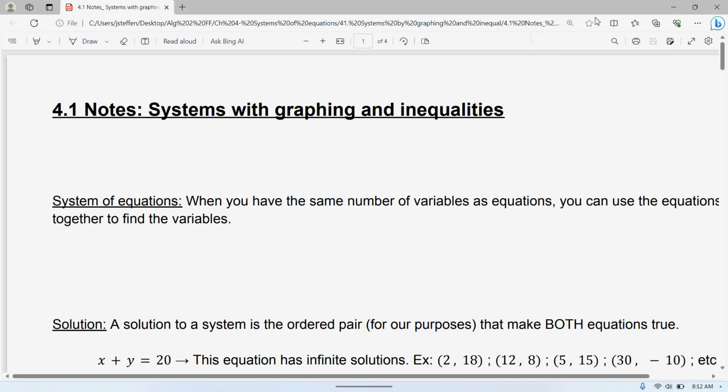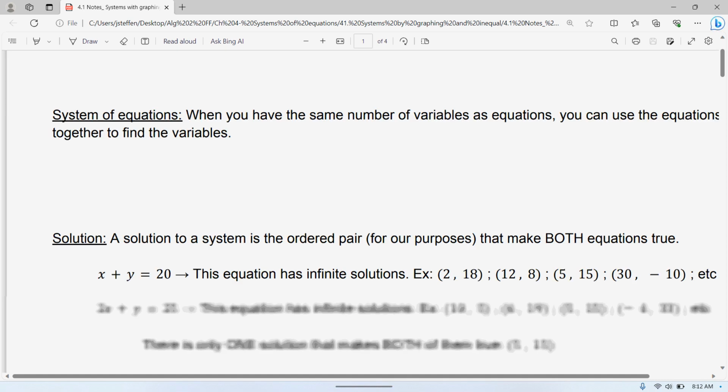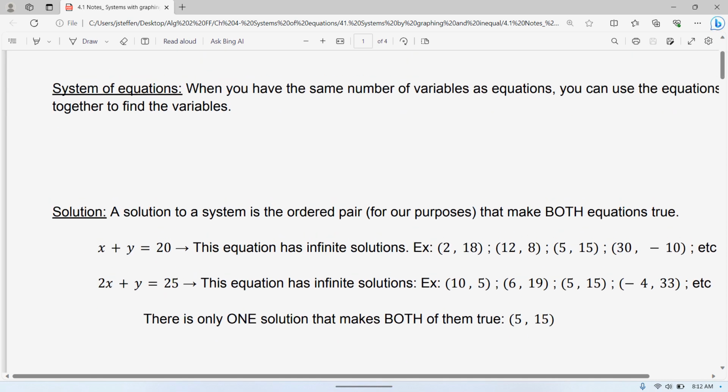So we're solving systems with graphing, and I'm just going to go over a couple things real quick. A system of equations is when you have the same number of variables as equations. You can use those equations to find another variable.